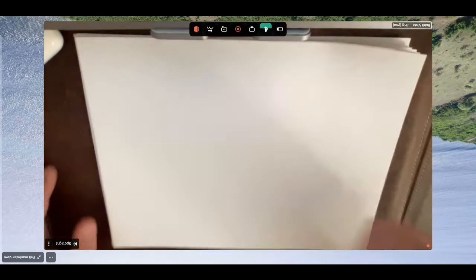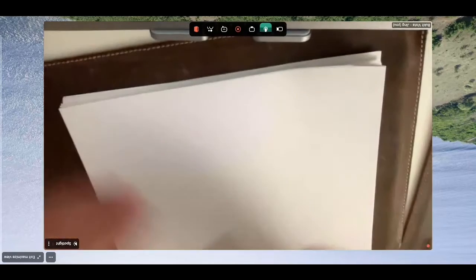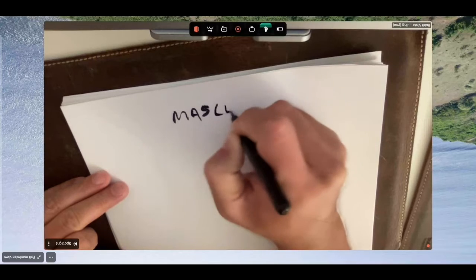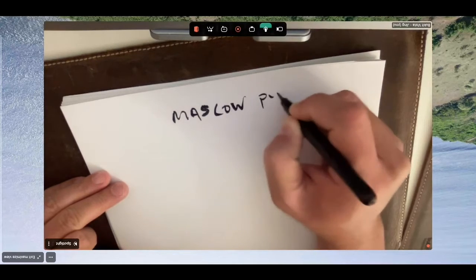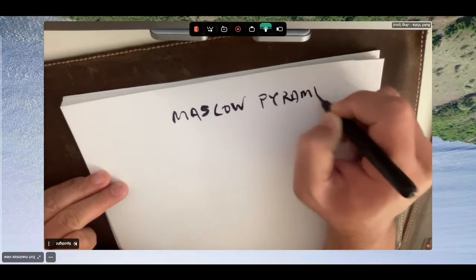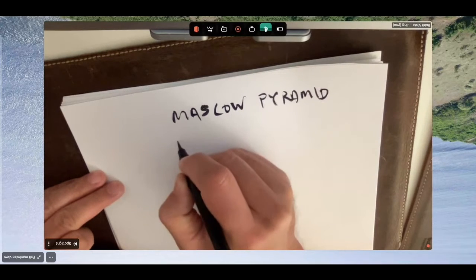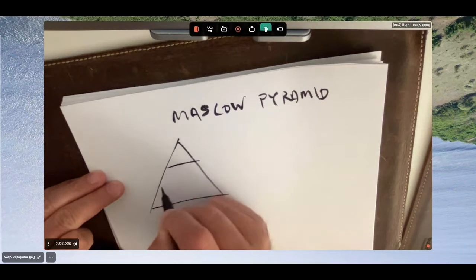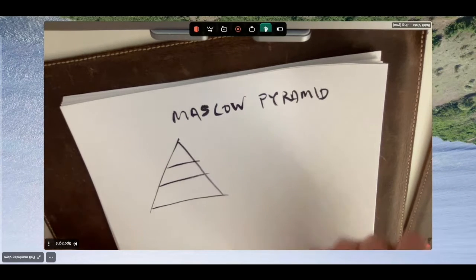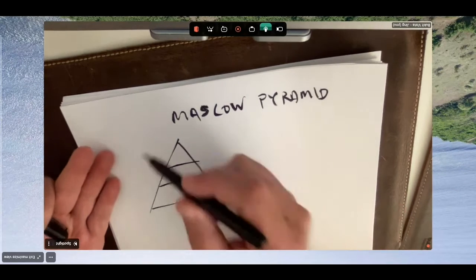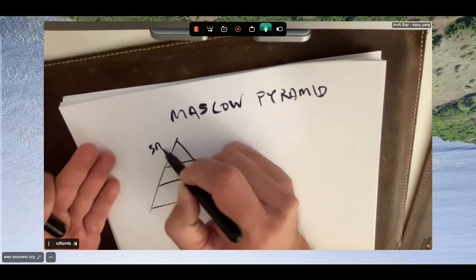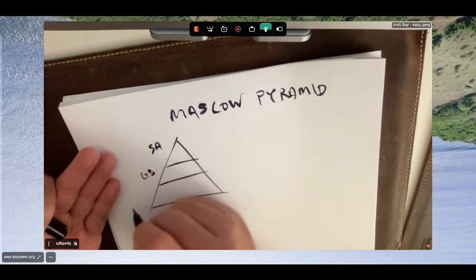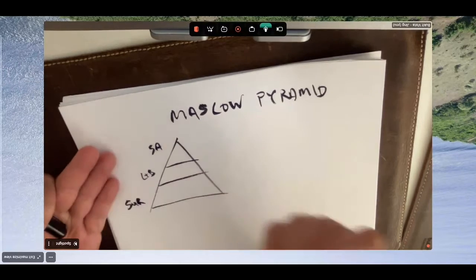Okay. So currently, when you have, let's say, a Maslow pyramid, you have essentially a structure that looks a little bit like this, right? So it's shaped with different layers. For the sake of simplicity, let's just make it pretty simple. Let's just call this self-actualization. Let's call this love and belonging, and let's call this survival, right?